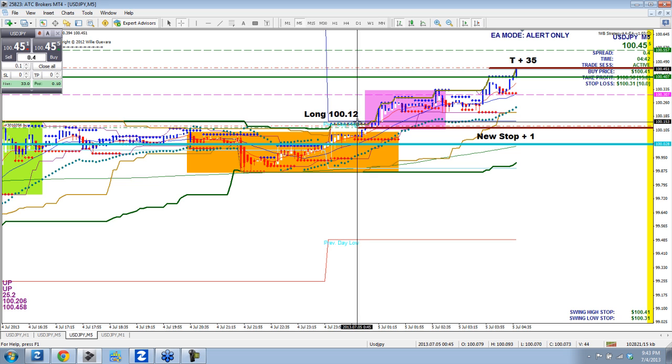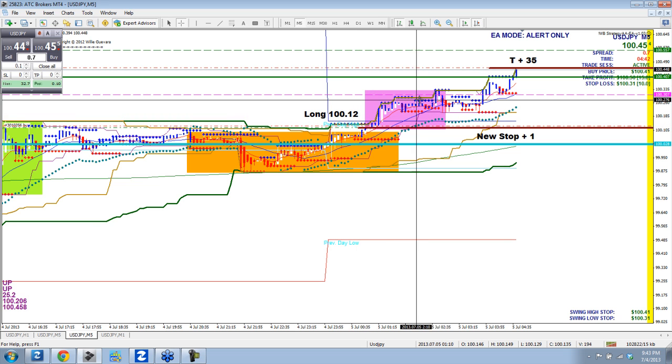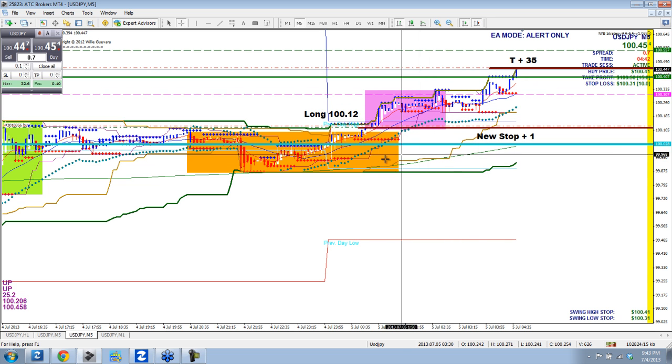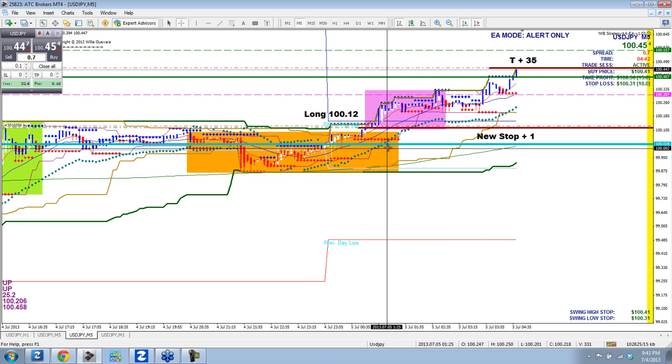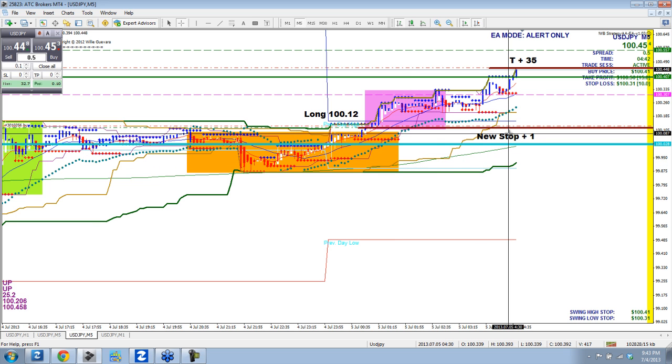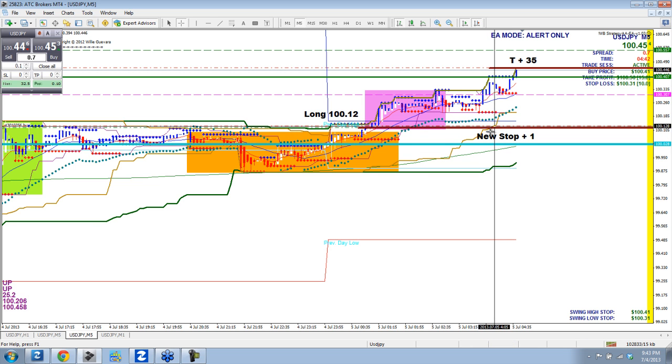So it triggered. Initially my stop was -25 and my target was 35, but since then I use these tools to trail my stop. So the stop is now at +1. We just need a little bit more.